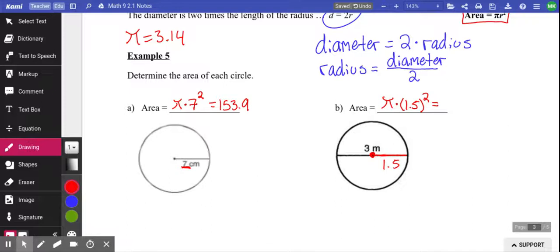And you get that. You're going to go 1.5 squared. Remember, we've done this for like a whole unit now. If you don't know where your squared button is, just do 1.5 times 1.5.